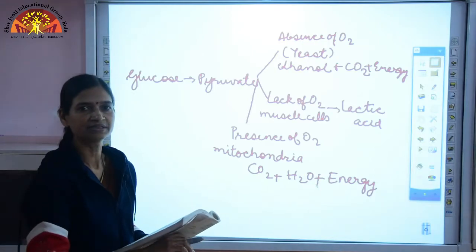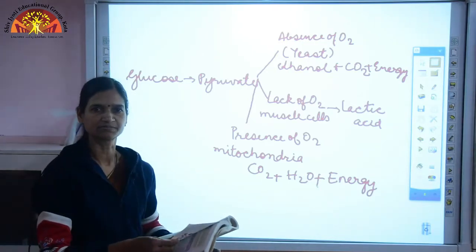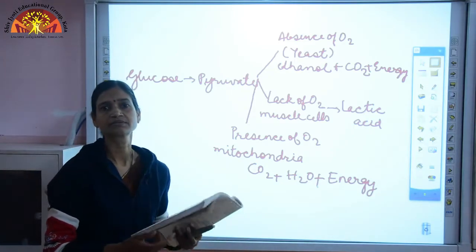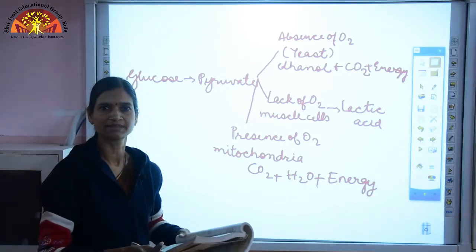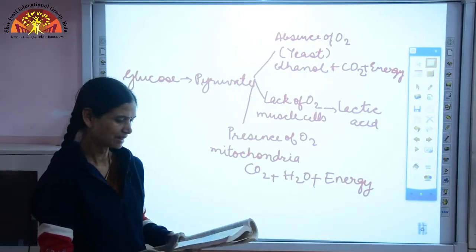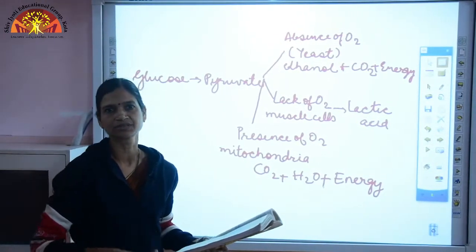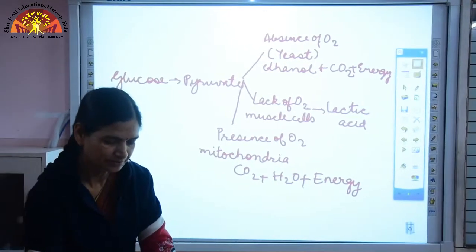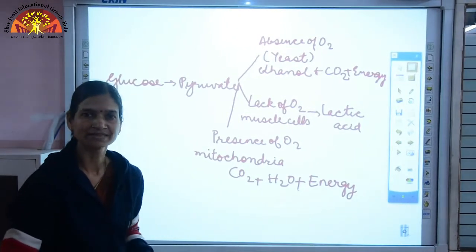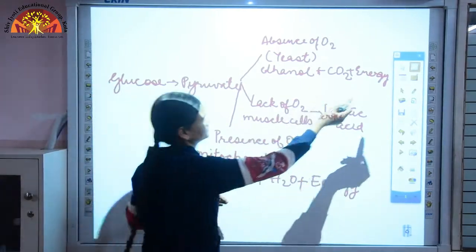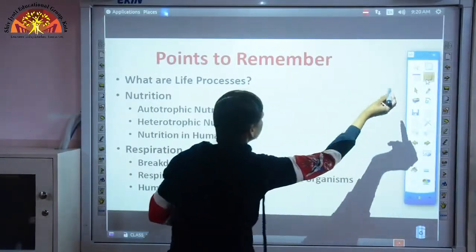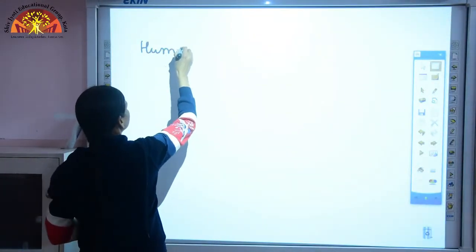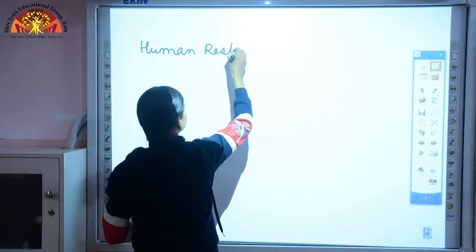So, children, there are different organisms in which respiration takes place. Some are aquatic and some are terrestrial. So, gills are present for the respiration of aquatic organisms, and terrestrial organisms do the respiration with the help of lungs. Now, we will understand about the human respiratory system.